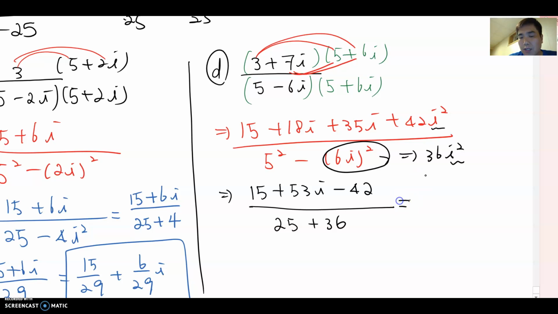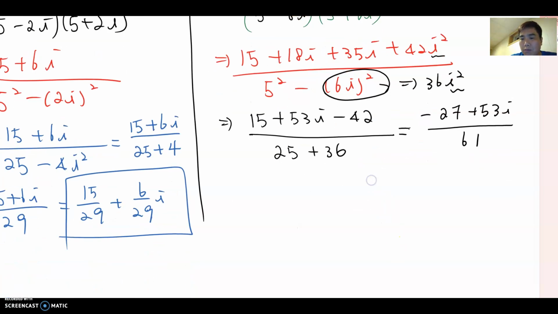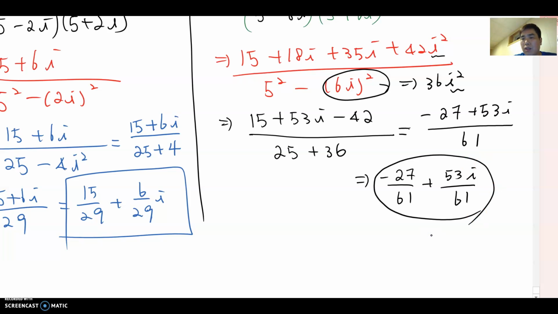Now we combine like terms one more time. Then this becomes negative 27 plus 53i over 61. Now, if we just make a complex number form, then this becomes negative 27 over 61 plus 53i over 61. That should be the answer for this division.